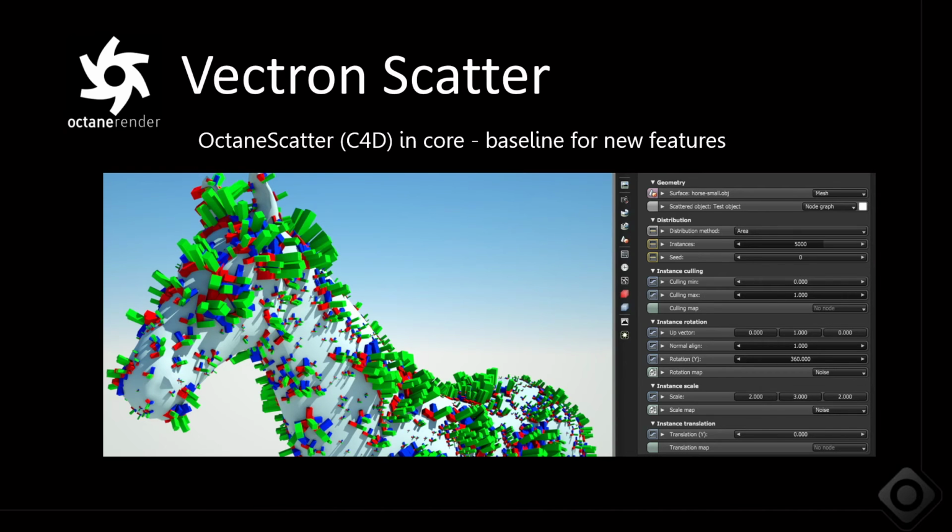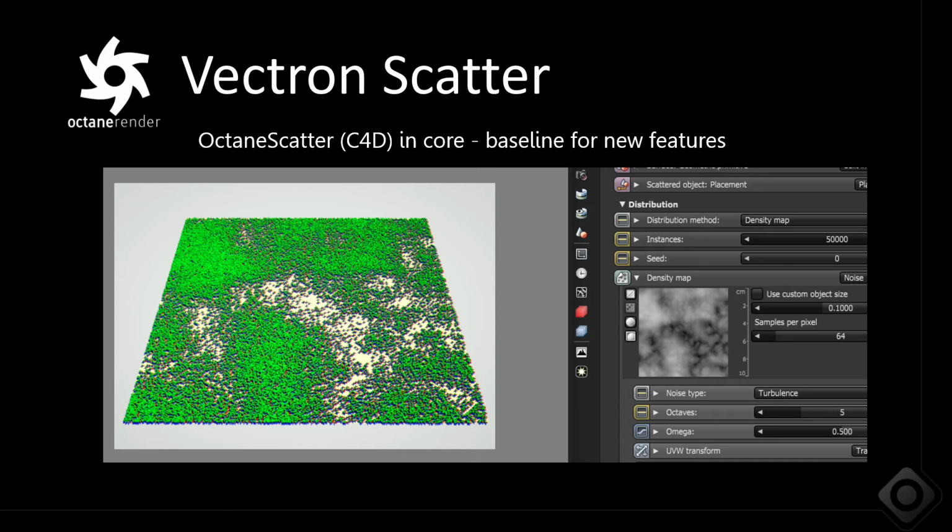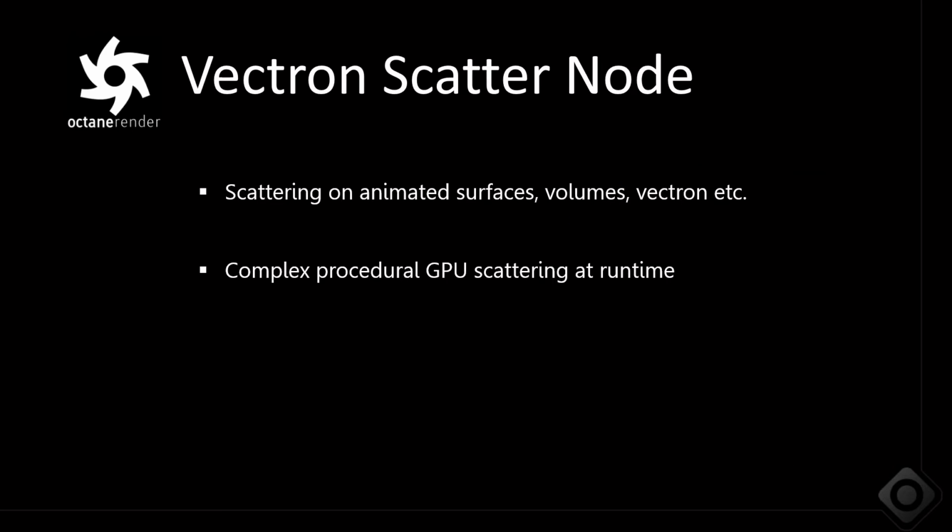We want to make that work in the core so that we can eventually start to support new features and plug in other things that are inside of the Octane core system into that at a deeper level, a little bit like what we're doing with Spectral scatter nodes. So you'll be able to scatter across animated surfaces. You'll be able to scatter on Vectron volumes. Vectron doesn't even show up in a lot of host tools. We're actually working on that.